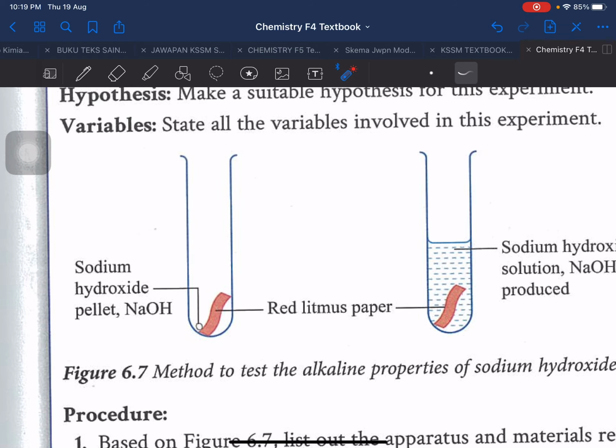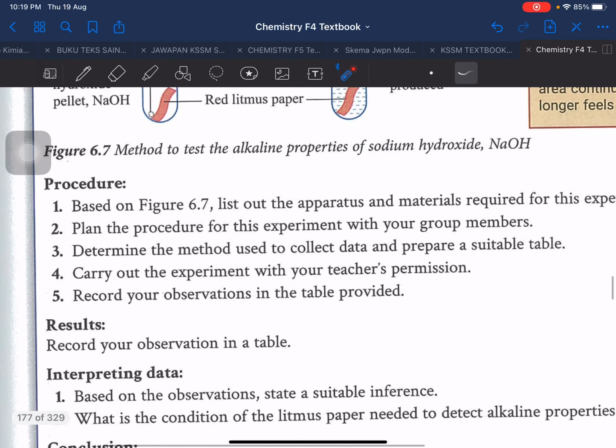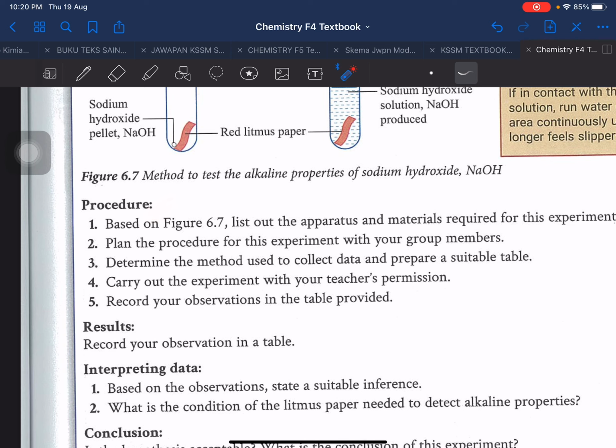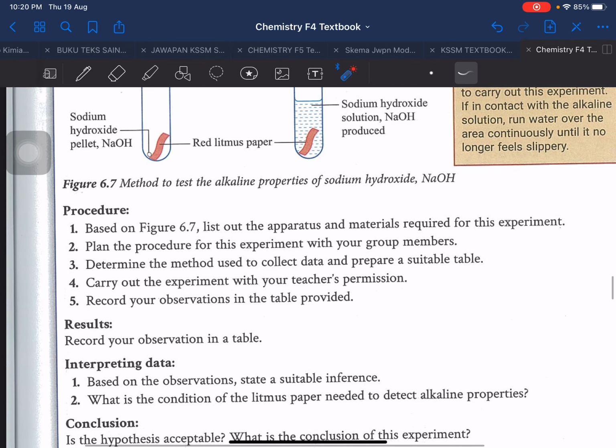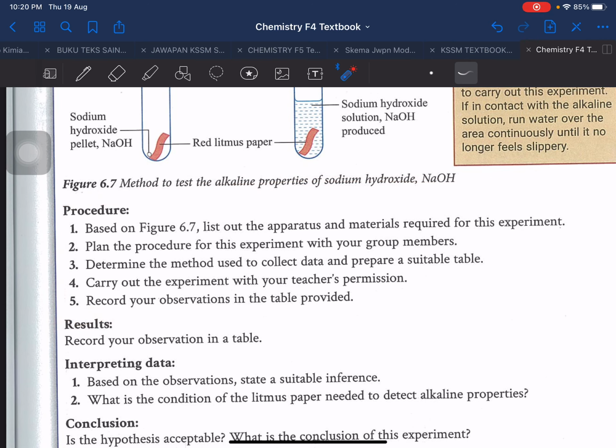Now, this one has no water. This one has water. So I guess you can think about how to write the materials and also the apparatus. And procedures, I don't think it will be a big problem for you. You can do the procedure according to 6.1.